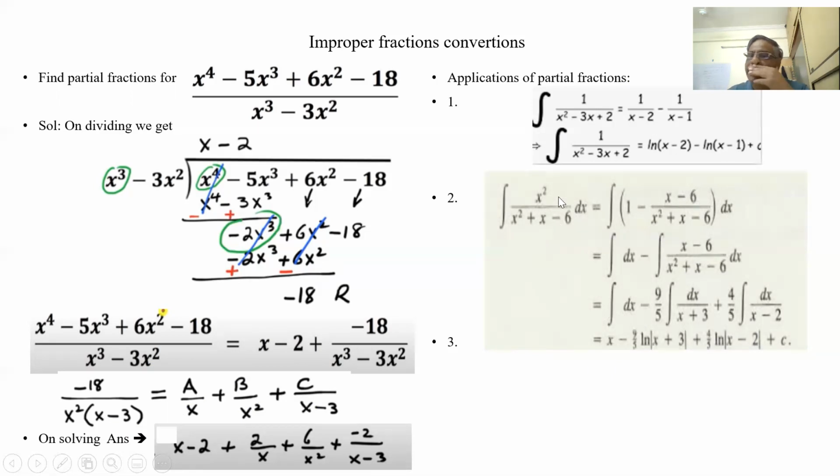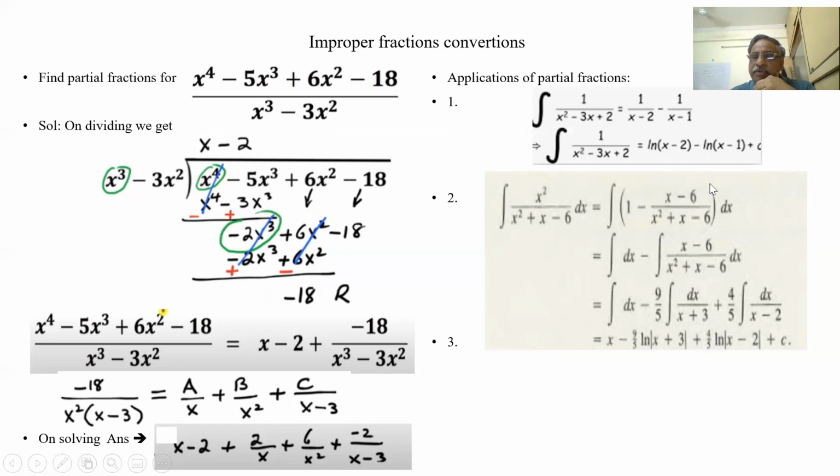Similarly, this integral x square by x square plus x minus 6. So this is an improper fraction. So quotient is 1. So 1 minus x minus 6 by x square plus x minus 6, with 1 outside. I'm getting x minus 6. So this minus x square should cancel. So I'm getting minus of x plus 6.